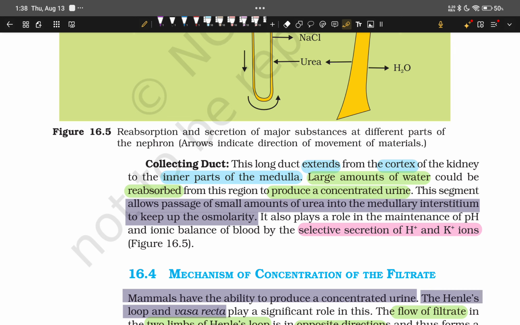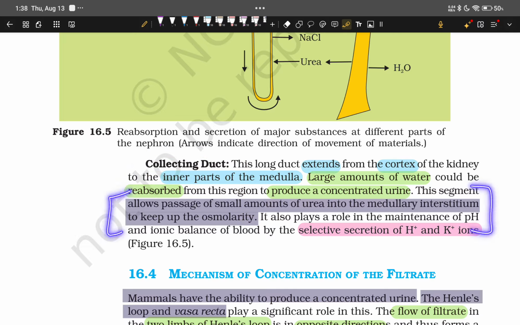Once we increase osmolarity and maintain the gradient, increasing osmolarity in the inner medullary interstitium, a large amount of water will be reabsorbed. It will flow out from where? The collecting duct. It will flow out from the collecting duct, and this will produce concentrated urine. That is what I was talking about.